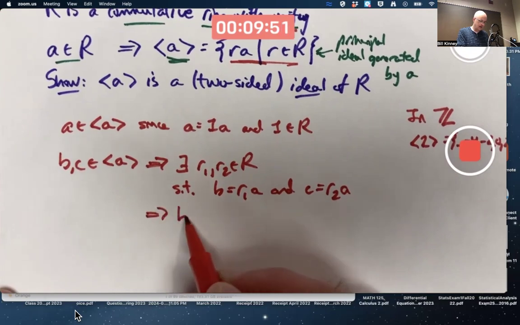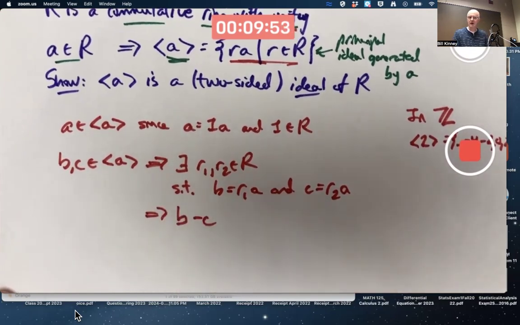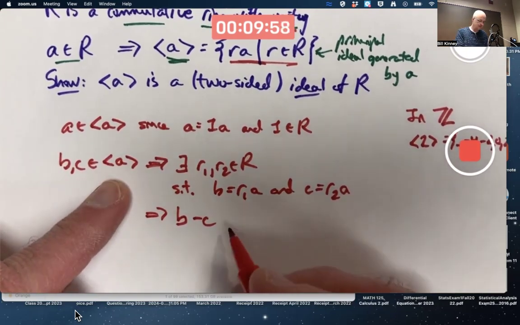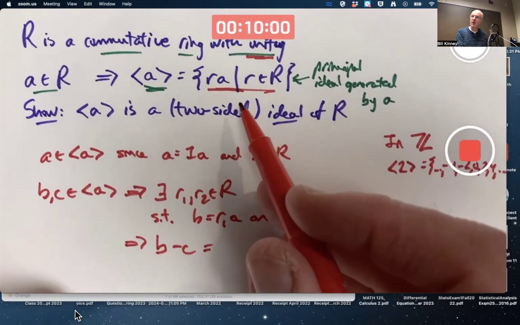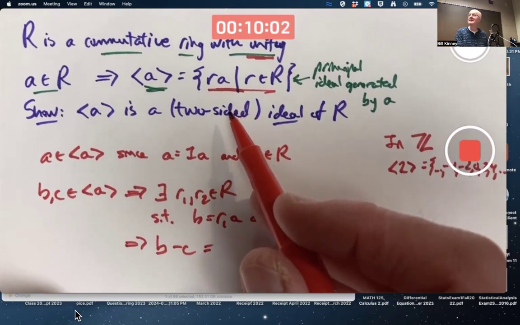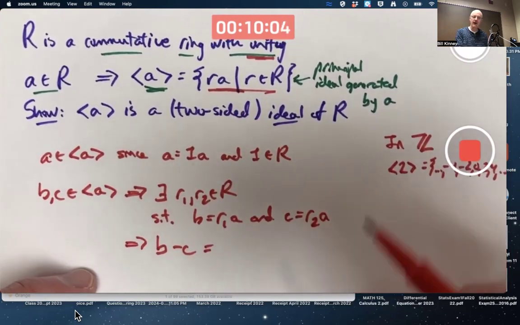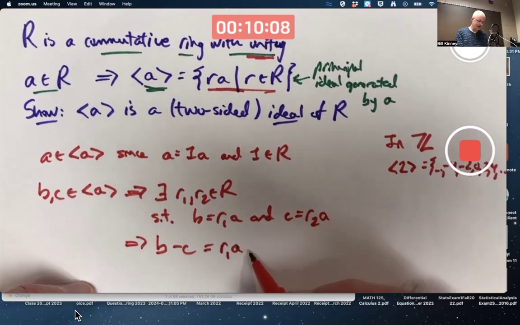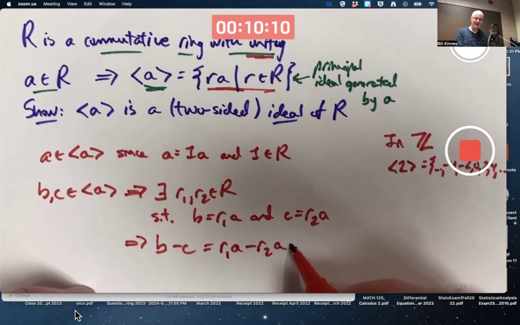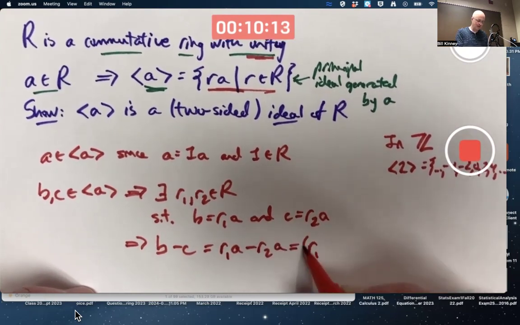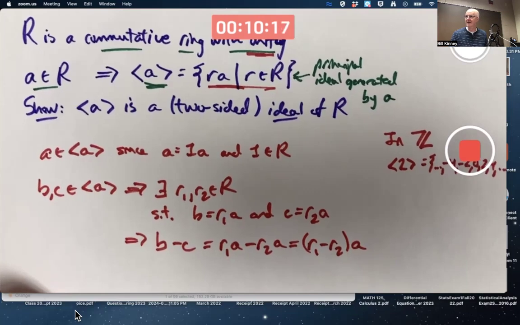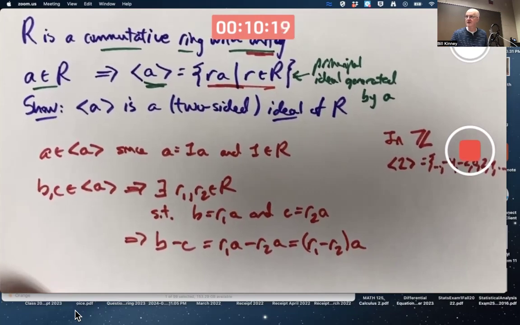We must show B minus C is also in this principal ideal. We have to show it has the right kind of form as R, a ring element, times A, the specific ring element. Just do what you would think you would do, make your substitution, and then factor out the A, which is allowable because that's part of the definition of a ring. Distributive property, essentially.